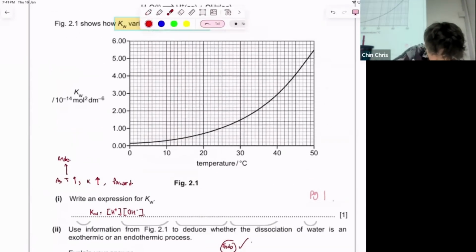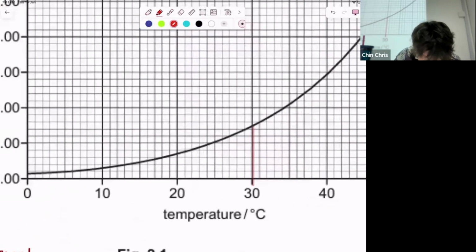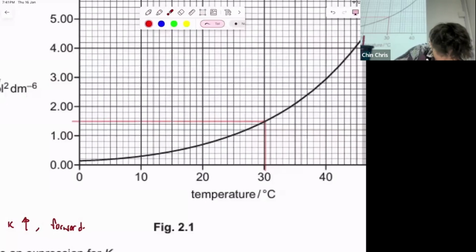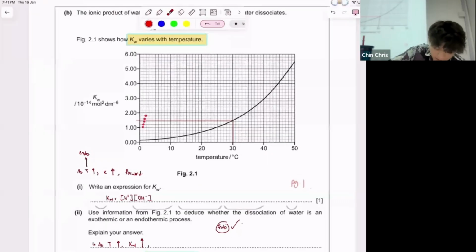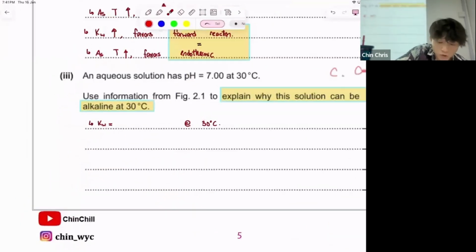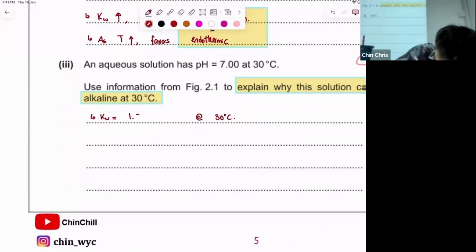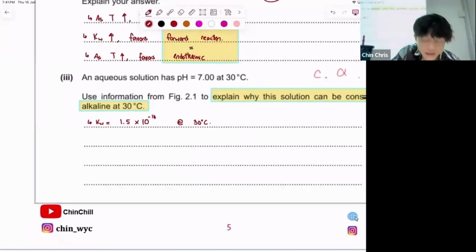Kw is 1.5. I think it's slightly above, right? 2, 4, 6. Oh, yeah, 1.5. Sorry, my bad, because one box is 2, right? 2, 4, 6, 8. So 1.5, correct. So at 30 degrees, Kw equals 1.5 times 10 to the power of negative 14.